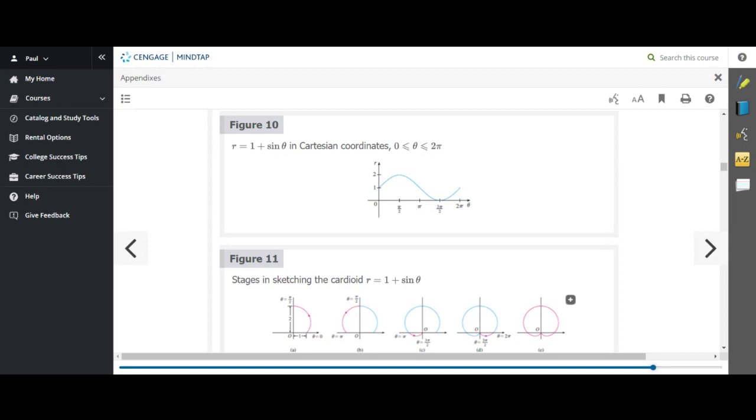And because it's decreasing, if you look at B and C, from pi over 2 to 3 pi over 2, the radius decreases. And then at 3 pi over 2, the radius equals 0. But then from 3 pi over 2 to 2 pi, the radius increases. And so in part D, you go from 3 pi over 2 to 2 pi, the radius increases, and you get a cardioid.